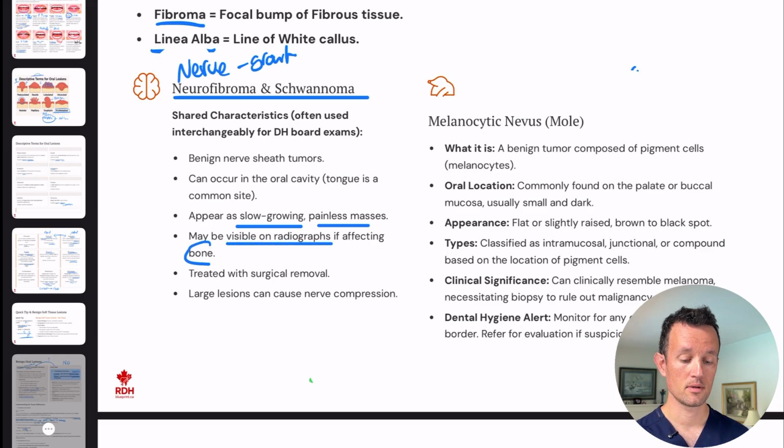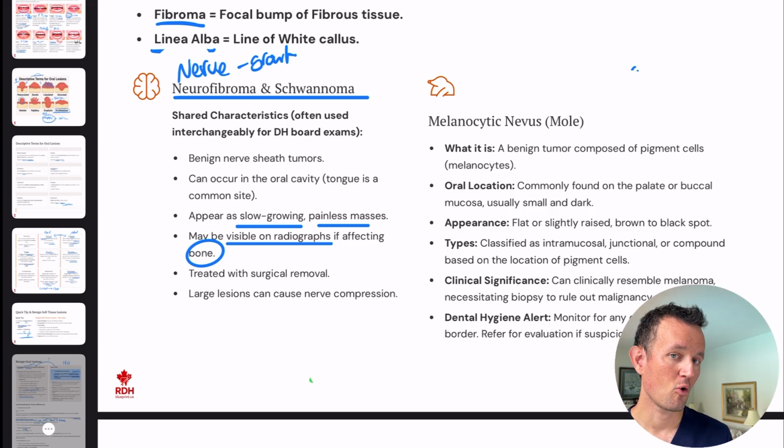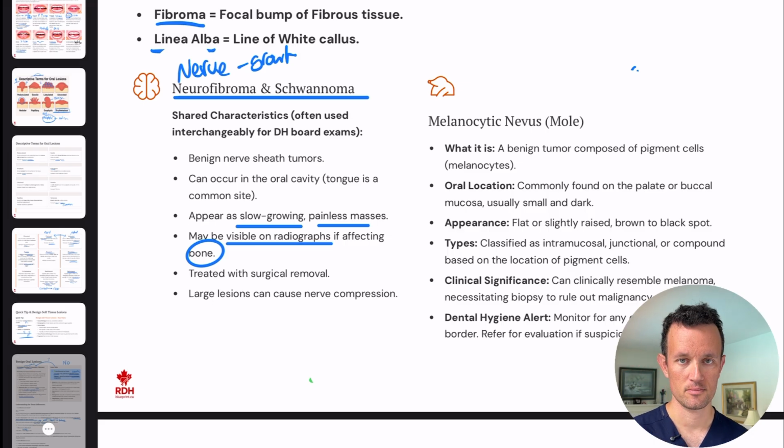Affects the bone. Now, as we talked about before, if a neurofibroma or a schwannoma is affecting the bone, will that appear as a radiopacity? Will it look radiopaque? Or will it look radiolucent? Lucent, clear, right? It isn't added bone, it's taken away bone. So it can be treated with surgical removal.